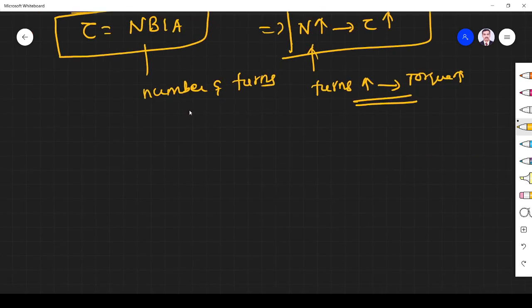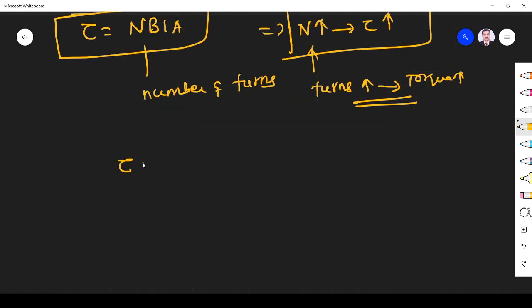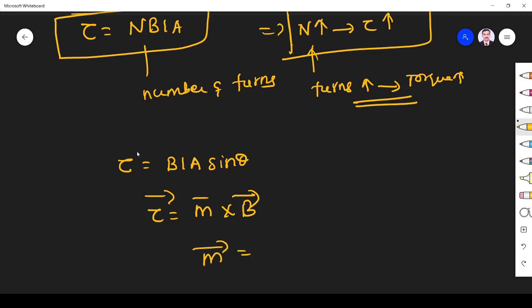Okay, now we derive some other important points. Tau is equal to BIA sin theta, as R cross F. I include theta also in general. I can write this tau as M cross B, where M is a vector. Tau is a vector quantity, so it will become a vector. The magnitude is this one. So M vector is given by I A vector.